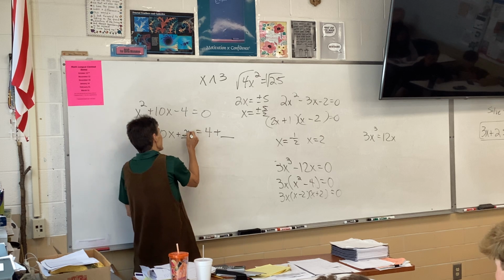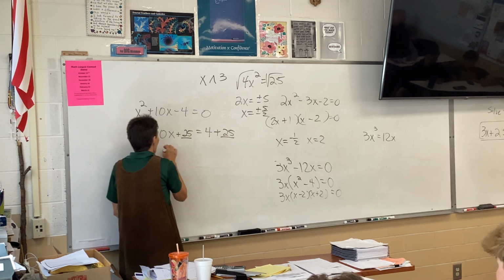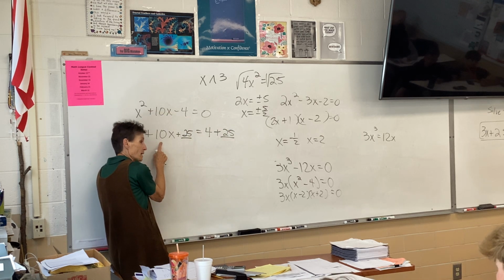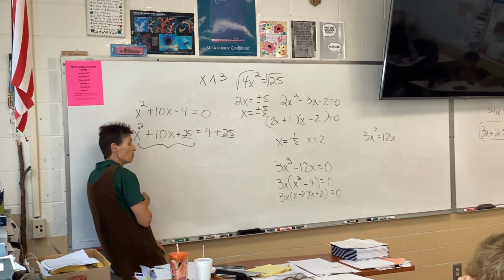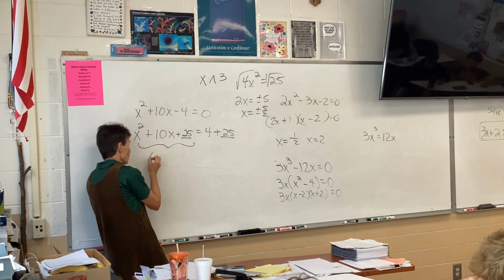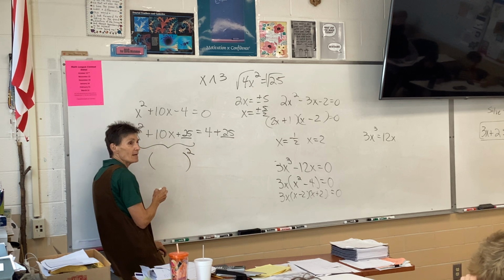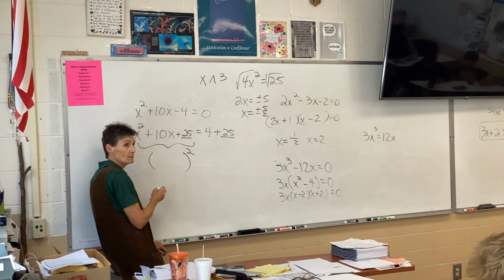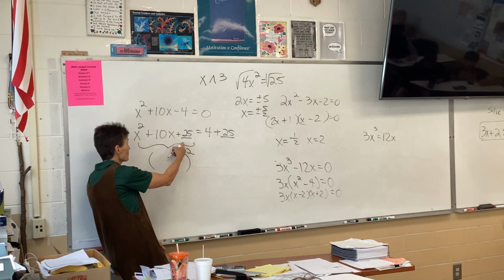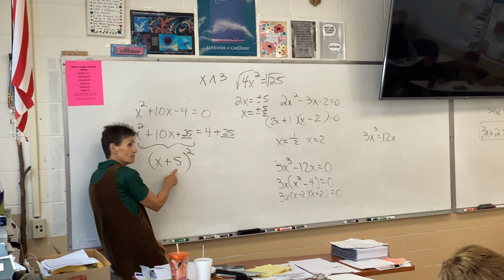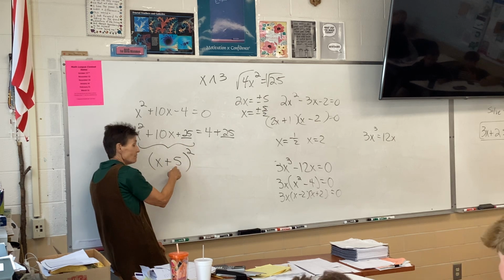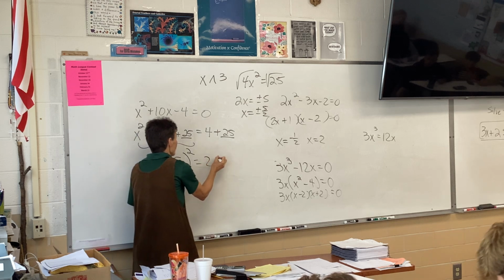25. And how did you get 25? 10 divided by 2 and then square. Half of 10 squared. Divide by 2 and square. What did you do that for? Why? What was the point? So you can make this a perfect square? What perfect square is that? That's x plus 5 squared, equal to 29.